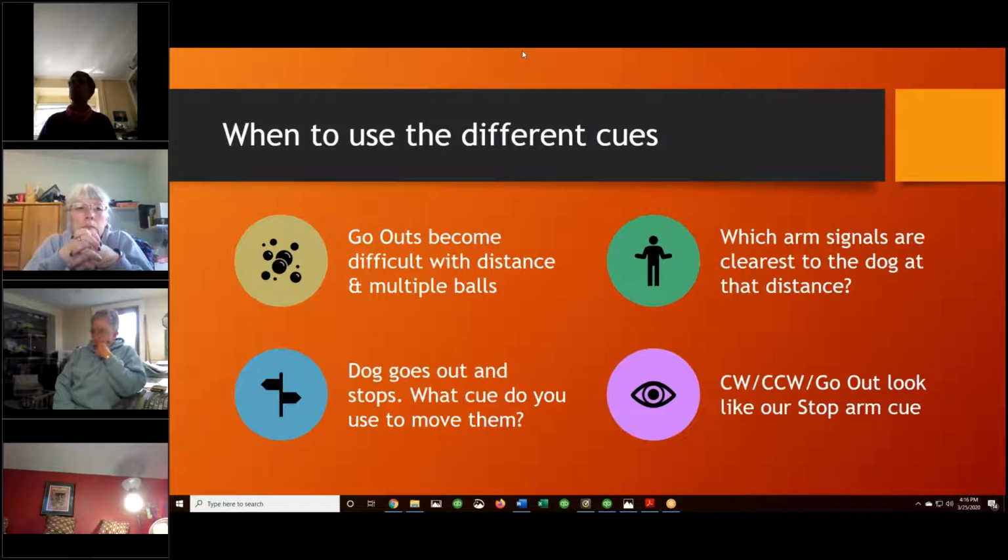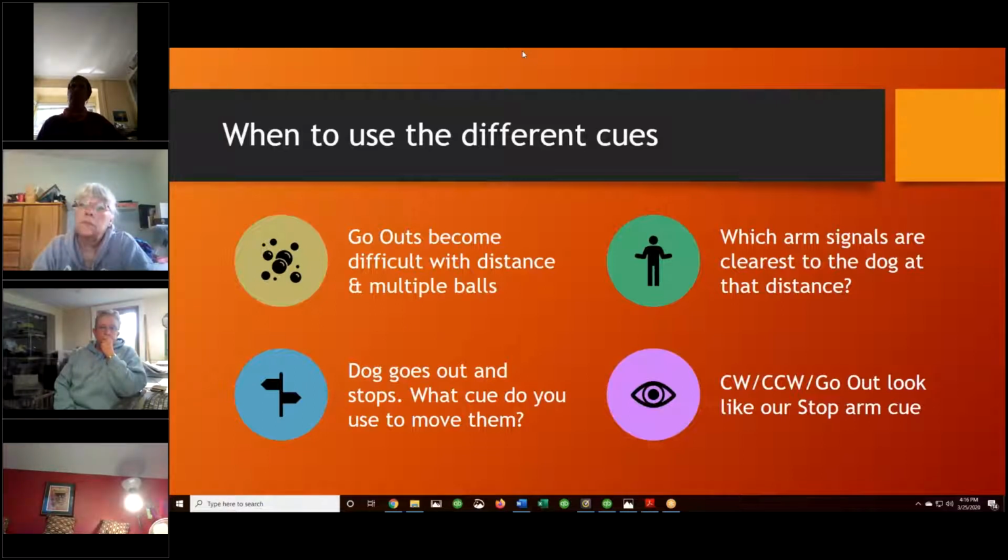Another thing for you to think about is your dog goes out the way you sent her. However, it doesn't matter whether you're using a straight go out or an away come by, your dog goes out and stops behind some ball, and it's not the ball you meant. And Monica asked me, well, what should I do then? Do I use my circular cues, or do I use my move over cues? And my answer to that was, well, it depends on which one your dog is more comfortable with at the time.